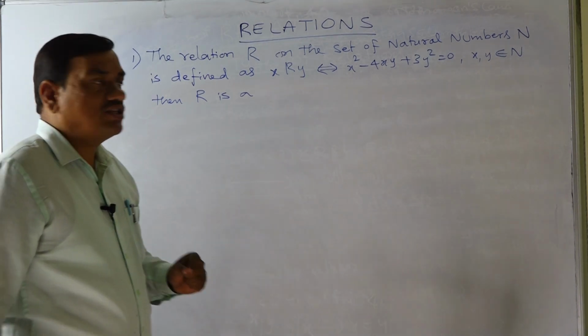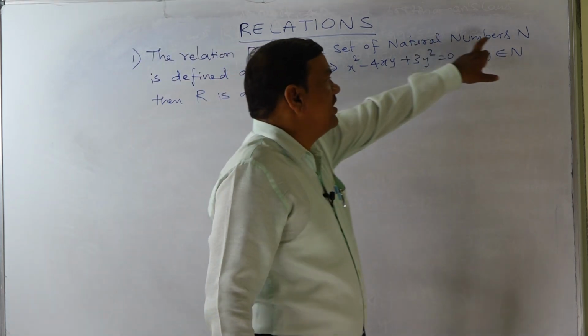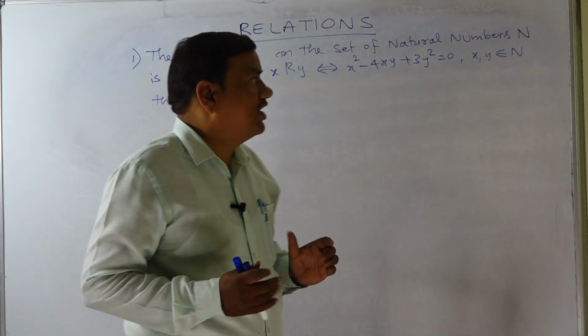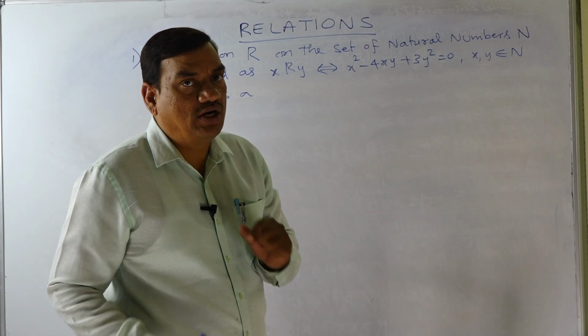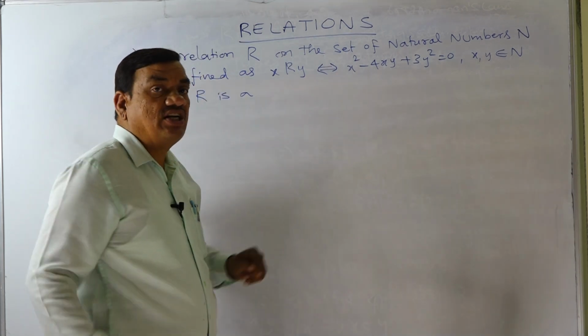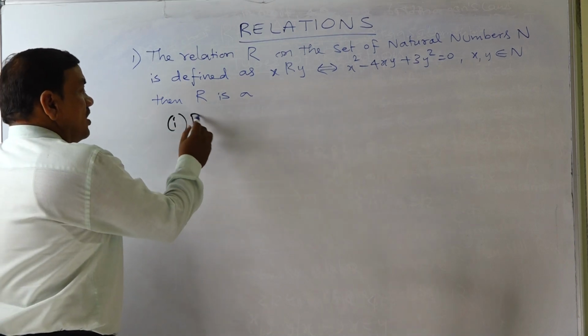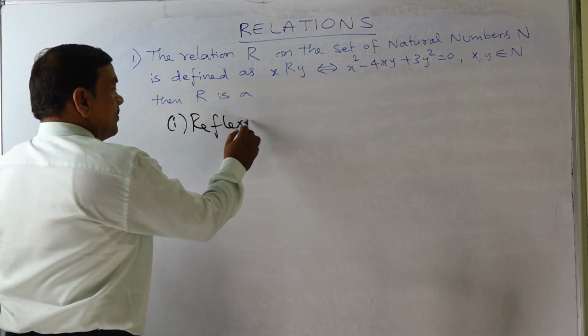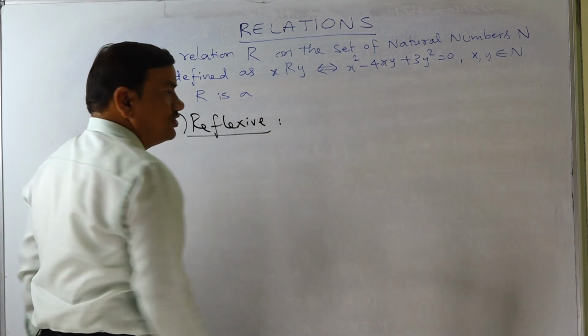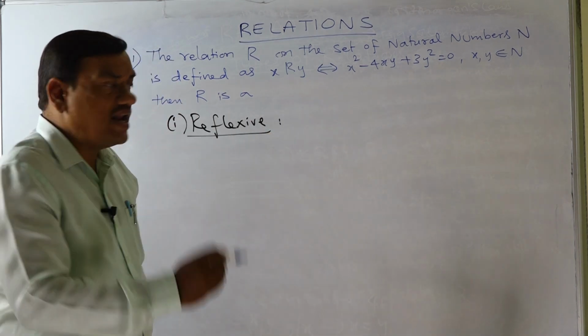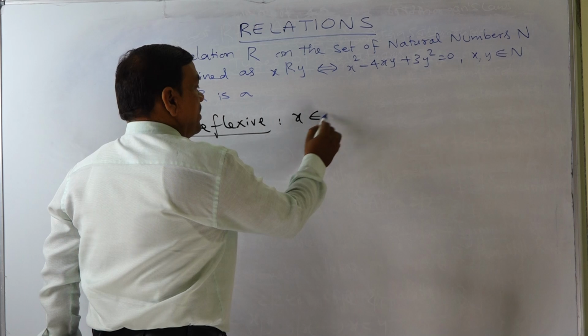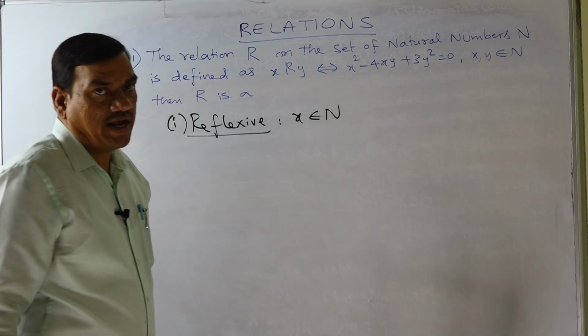To check reflexive, what is the basic domain of the relation? N, the set of natural numbers. To check whether the relation is reflexive or not, let us take one natural number, only one natural number, x belongs to N.